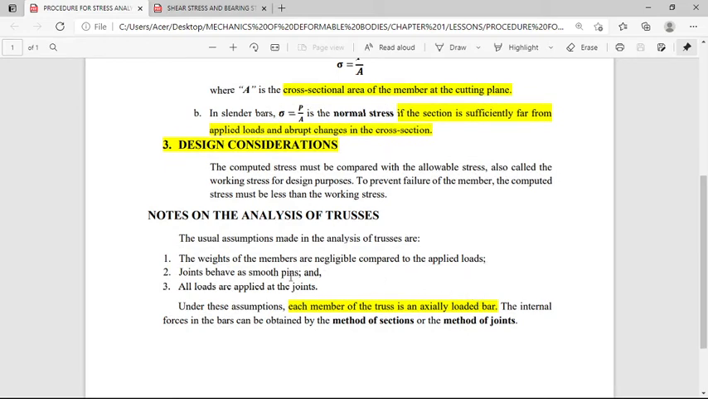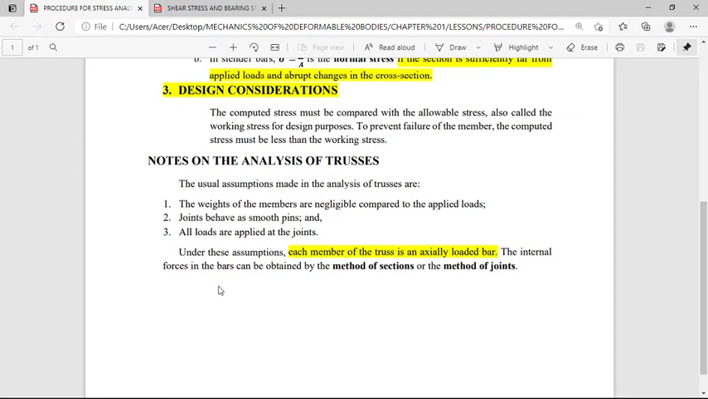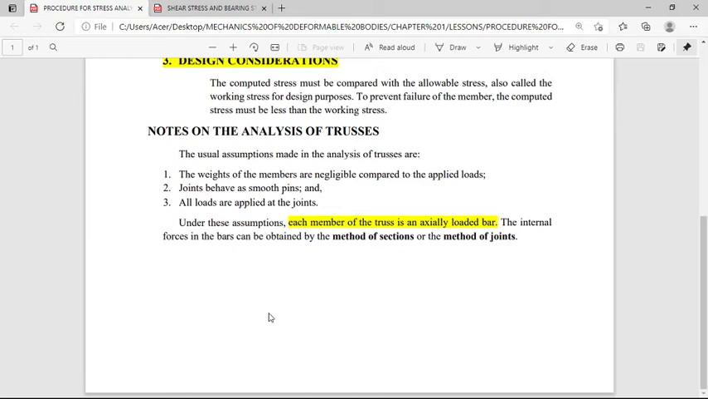So number two is joints behave as smooth pins. So smooth pins, they are free of translation. So smooth pins, ginagamit din yan as support, 'di ba? Na-discuss natin nung statics of rigid bodies. And number three, finally, all loads are applied at the joints. So paano ba yun? Yung all loads are applied at the joints. So let me draw.